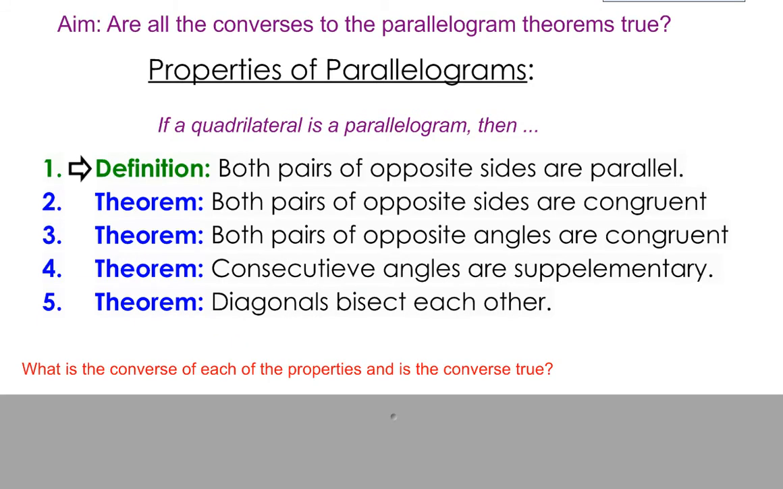Okay, so we know that if a quadrilateral is a parallelogram, all these properties are true. Now the question is, what about the converse? In other words, each of these is a theorem. Theorem: both pairs of opposite sides are congruent. What is the converse of this statement, and is the converse true? Well, first, let's see if we can remember what the converse is.